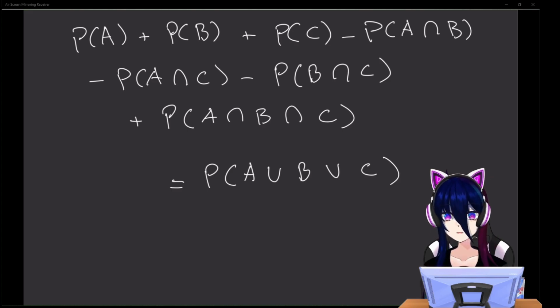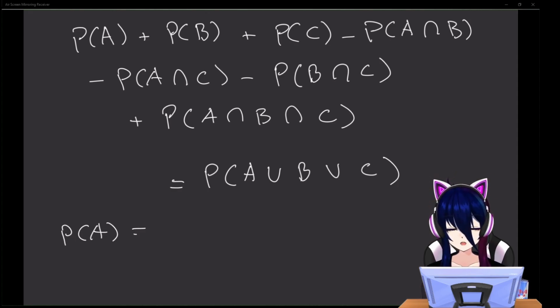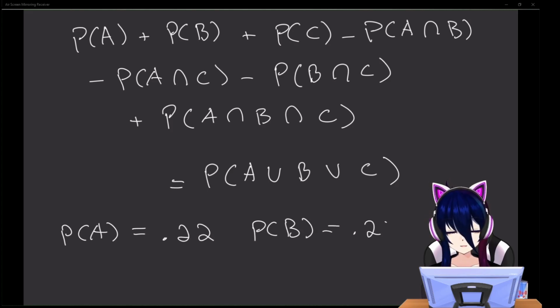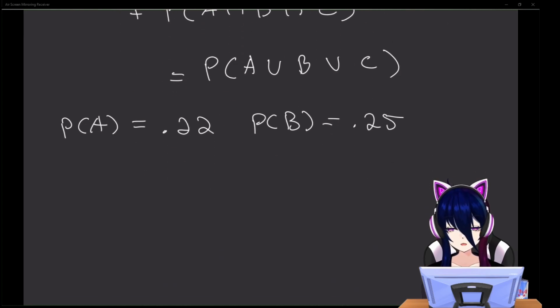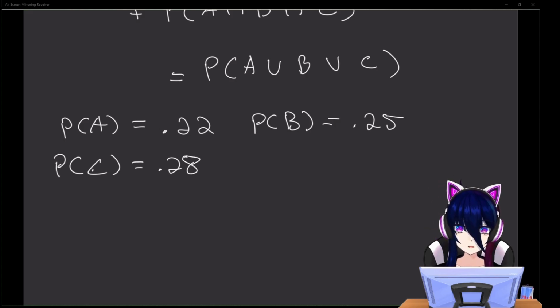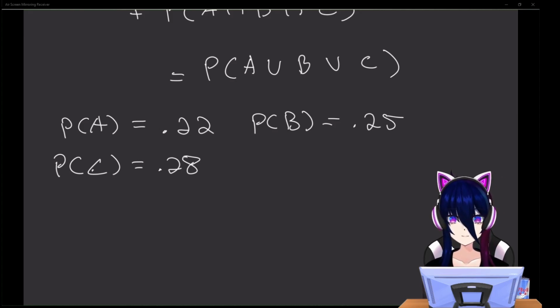So you know what we're going to do now? We're going to throw in some numbers, make an example. Probability of A: 0.22. Probability of B: 0.25. Probability of C: 0.28. Now, the thing is, for these problems, you need to know a lot of information going in.